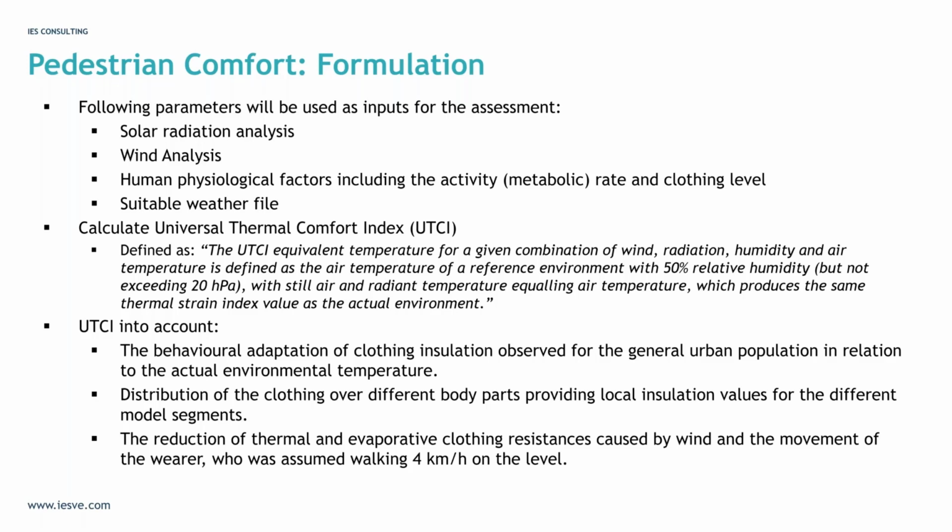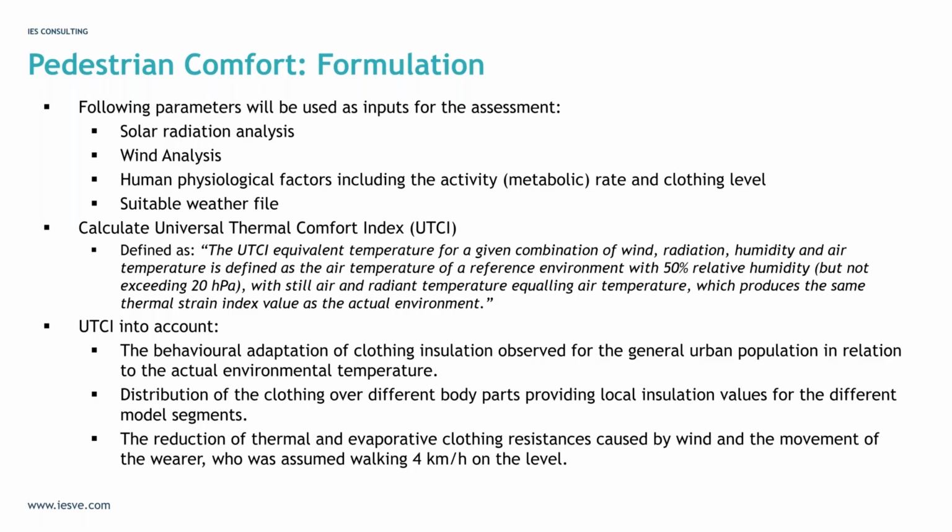If it's a park, we can have the clothing level for that area based on the season. So in summer, you would have a light level of clothing. In winter, you would typically have a thick jacket on the people, and the clothing level will be determined that way. And using a suitable weather file to get things like ambient temperature and the humidity levels, we combine that all to calculate what's called the Universal Thermal Comfort Index.